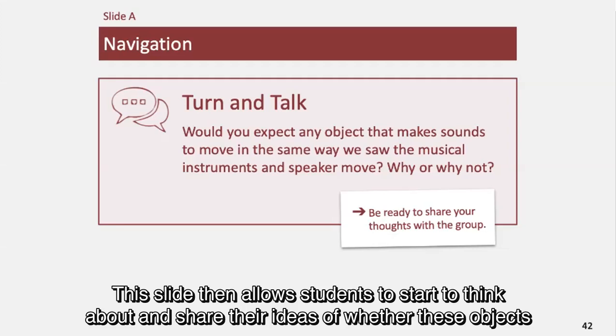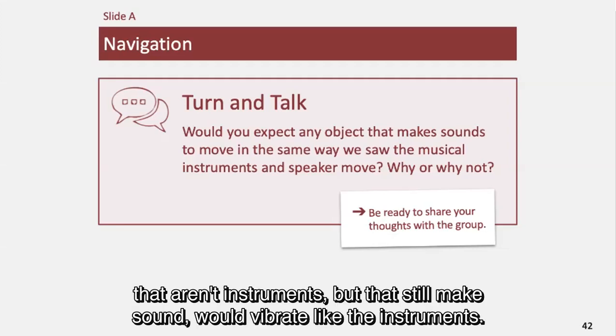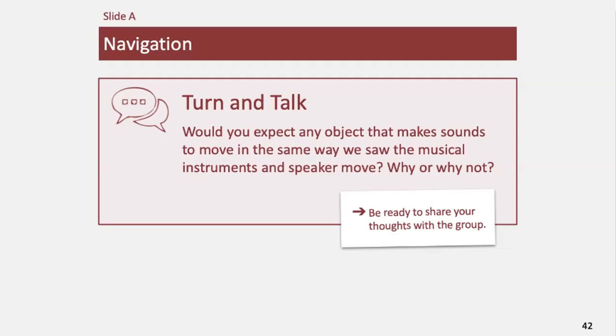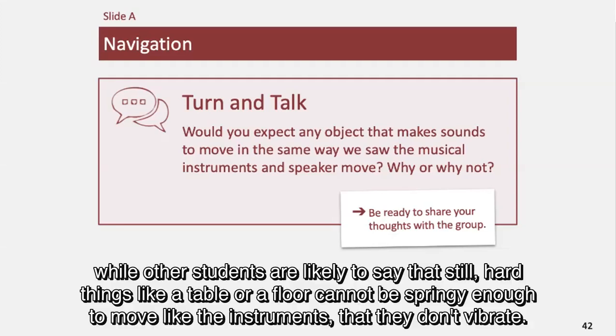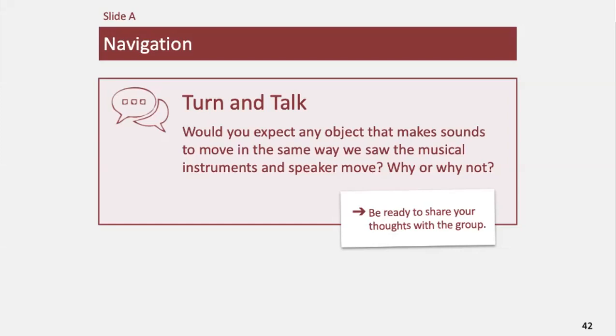This slide then allows students to start to think about and share their ideas of whether these objects that aren't instruments, but that still make sound, would vibrate like the instruments. Students are expected to have different ideas, with some thinking that everything that makes sounds will vibrate, while other students are likely to say that still and hard things like a table or a floor cannot be springy enough to move like the instruments, that they don't vibrate.